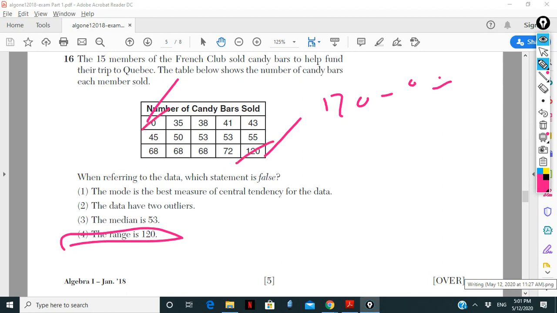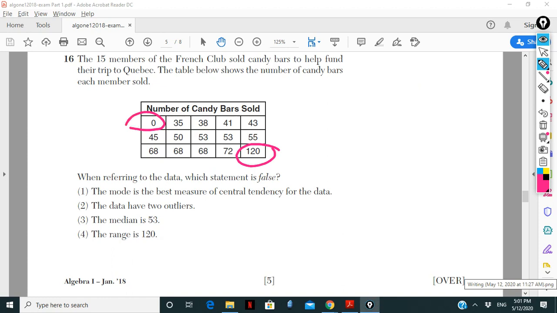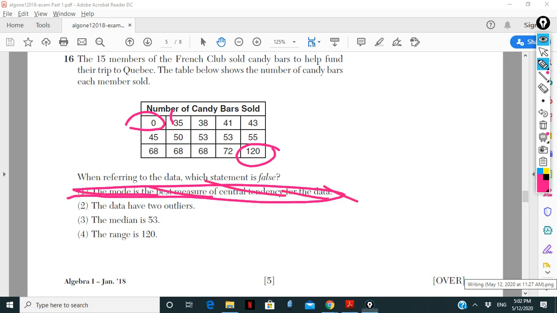So I cross out. They are in order. So the median is 53. That's correct. Now, does it have two outliers? Look here, the 120 and the 0 are outliers because the data condenses from 35 to 72. So that's correct. So the mode is the best measure of central tendency? No, that's incorrect, because it's false.